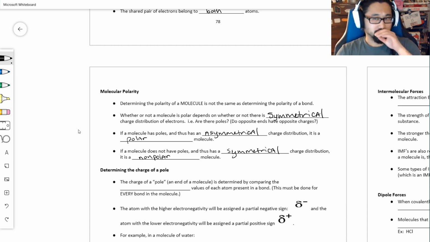And the reason I switched to asymmetrical and symmetrical versus unequal and equal is because I have an acronym for this, right? I have a little mnemonic for this. It's SNAP.